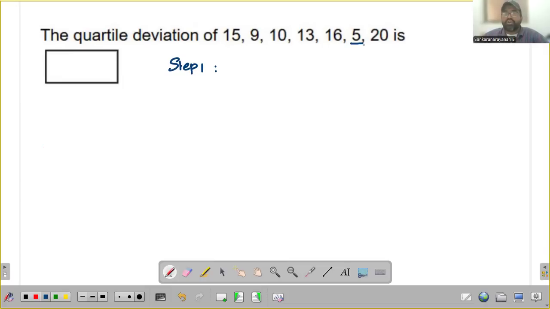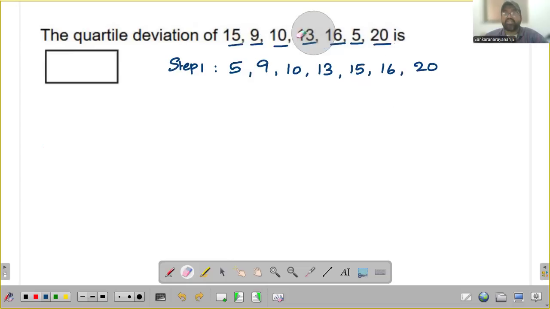The smallest in the lot is 5. Then the next bigger number is 9. After that, we have a 10 here. Then I can see there is a 13, a 15 here, a 16 here, and finally a 20 here. So I have presented all these observations in the ascending order. Now, in this quartile deviation, I need to find out the value of the first quartile.